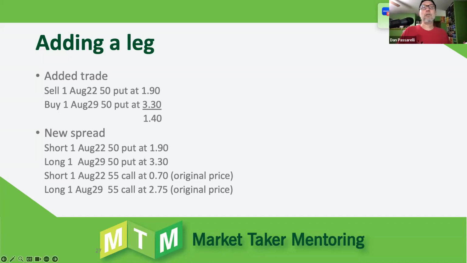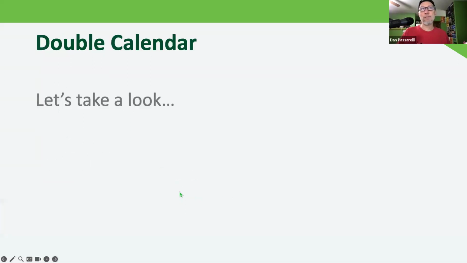So now we've got a double calendar on. Pair up the first two. That's the 50 put calendar. Pair up the second two. That's the 55 call calendar, the original one. We're just looking at the original prices. So what happens with this?